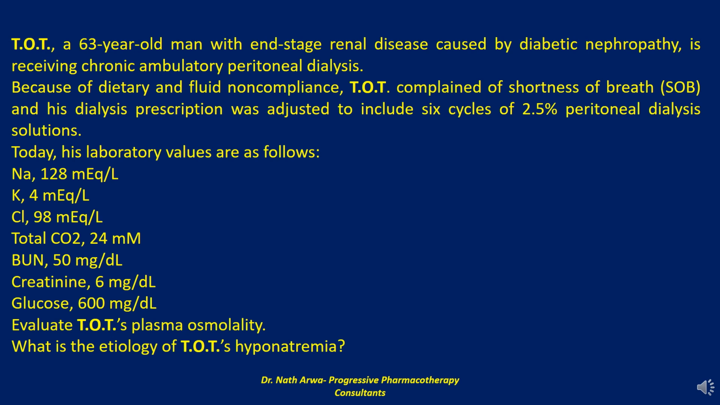Today, his laboratory values are as follows. Sodium levels of 128 milliequivalents per liter. Potassium levels of 4 milliequivalents per liter. Chloride levels of 98 milliequivalents per liter. Total bicarbonate of 24. A BUN of 50 mg per deciliter. Creatinine of 6 mg per deciliter. Glucose levels of 600 mg per deciliter. I would like you to evaluate TOT's plasma osmolality. What is the etiology of TOT's hyponatremia?